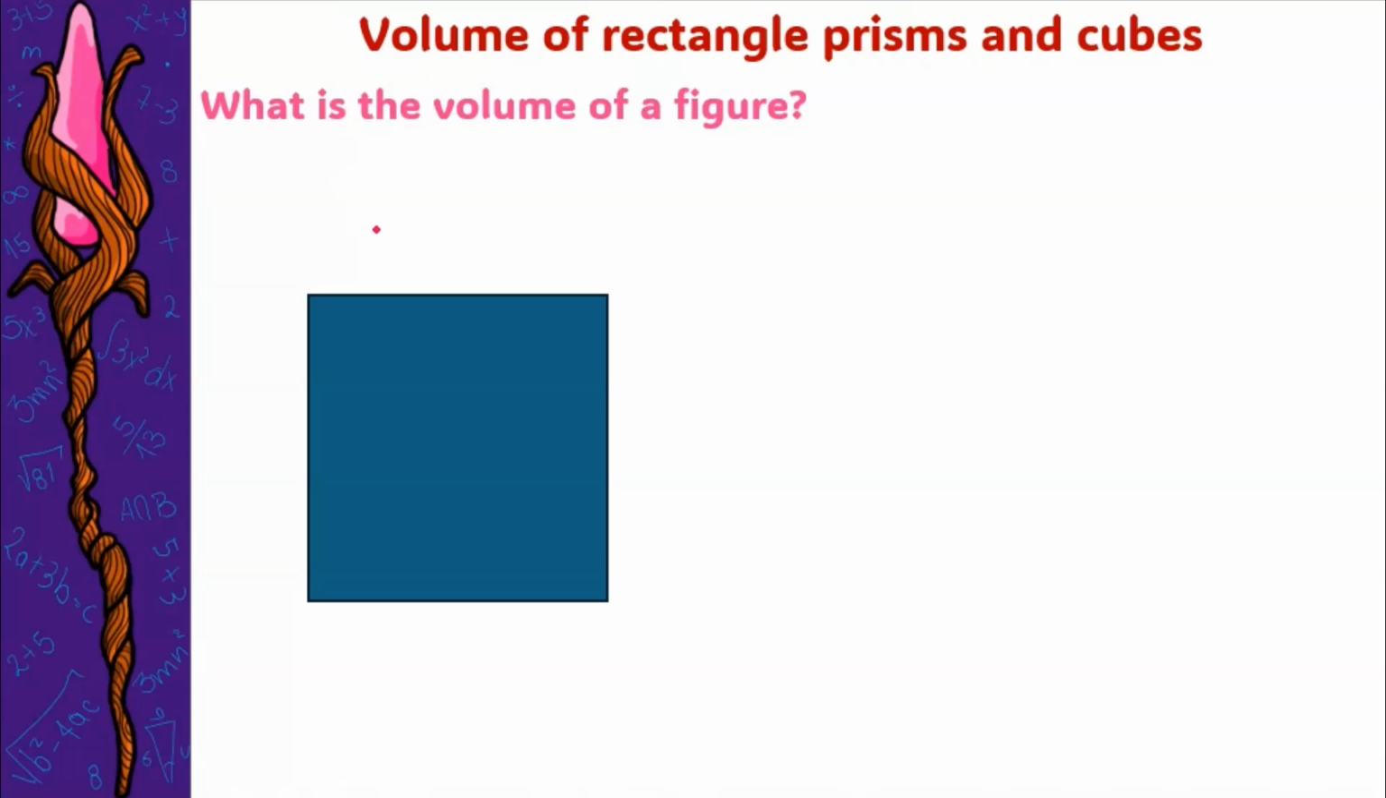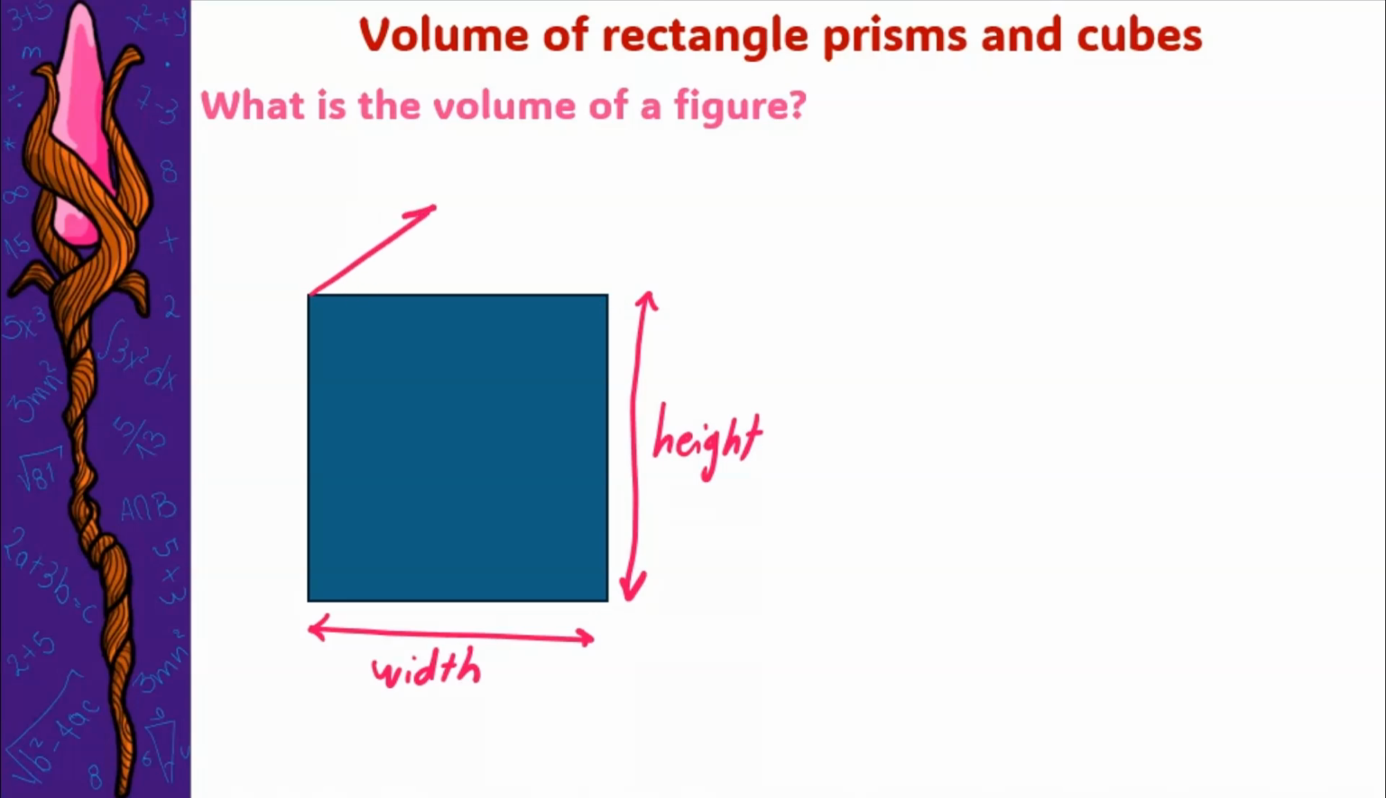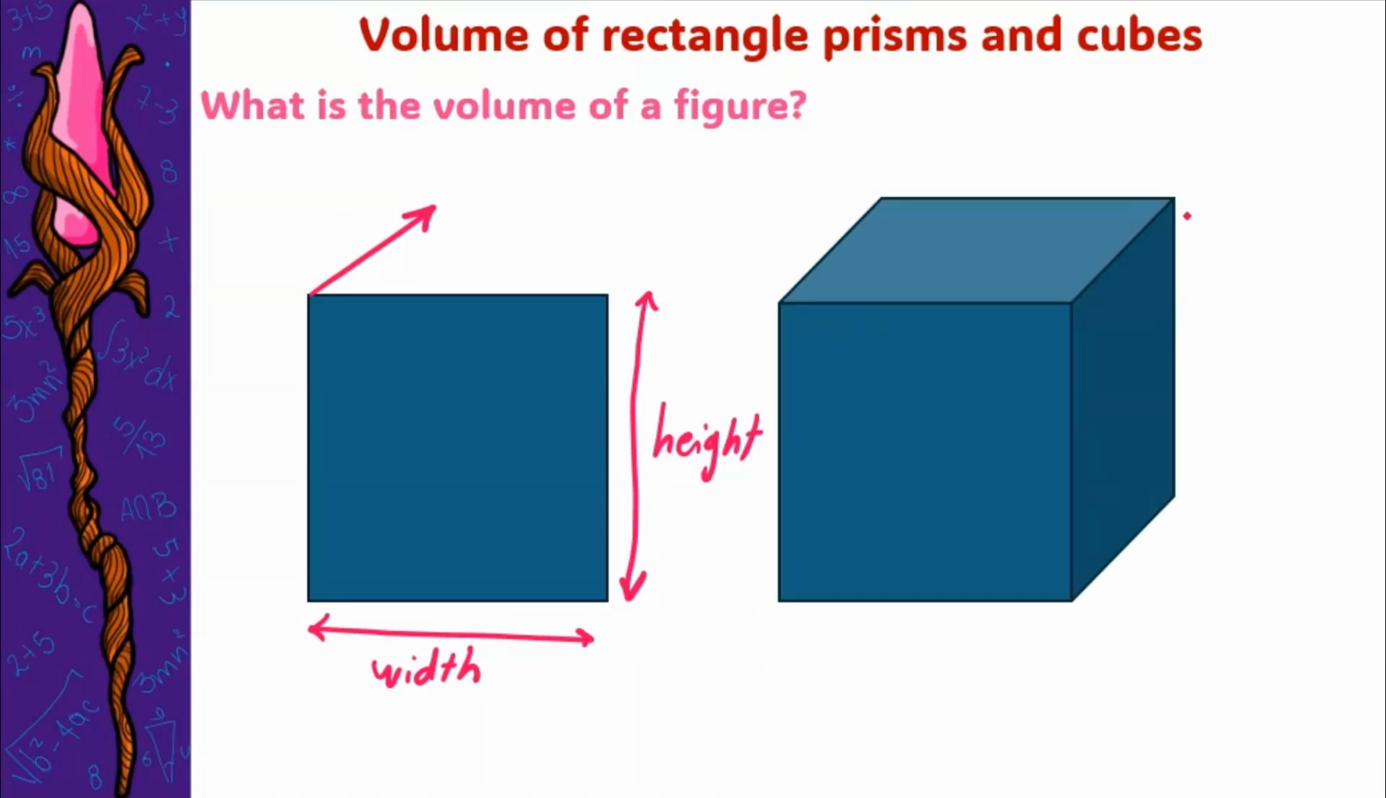What is the volume of a figure? What does that mean? As you can see, here is a figure of a square. This square has two dimensions, the width and the height. But like that, it's like a piece of paper. It doesn't take up any space. But when you give it a third dimension, then it becomes a cube, like this one. Notice that this is a three-dimensional, 3D shape. This is what we call a cube. This one has width, height, and length.